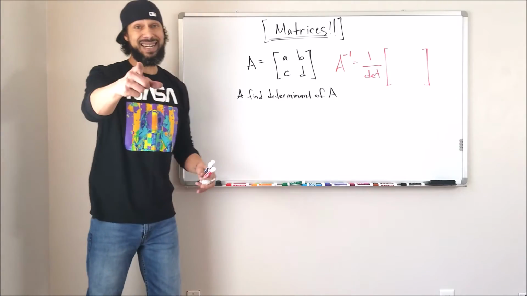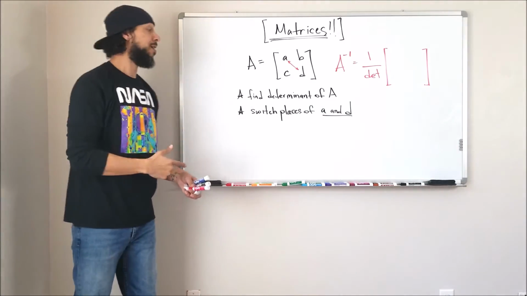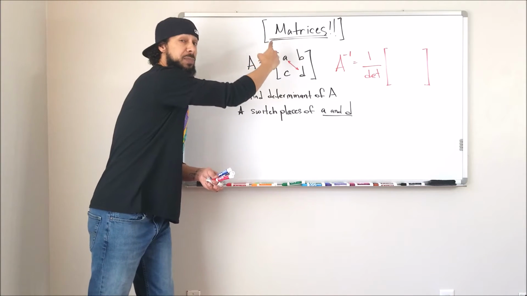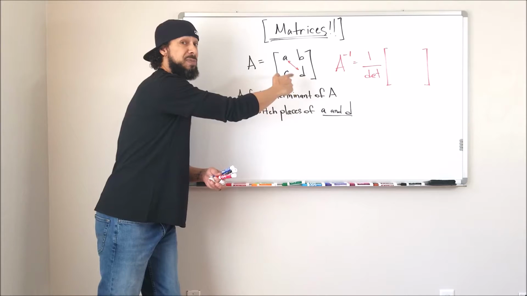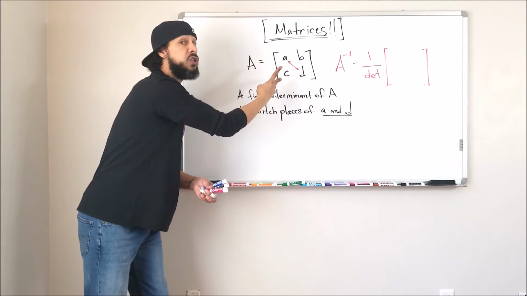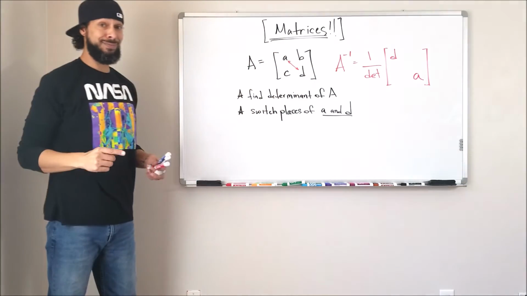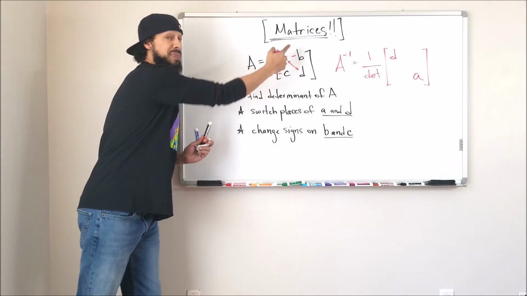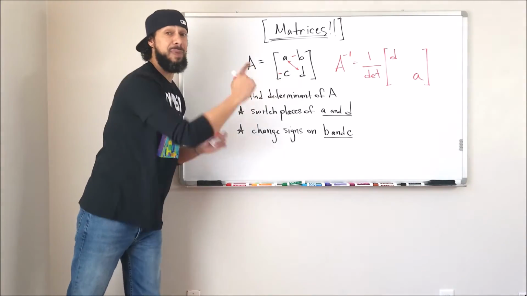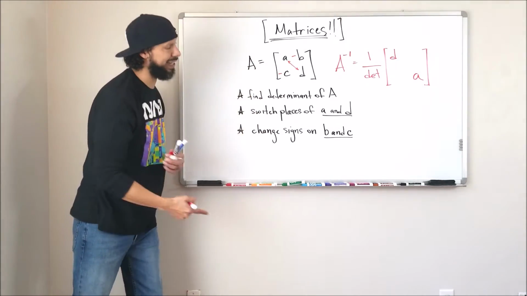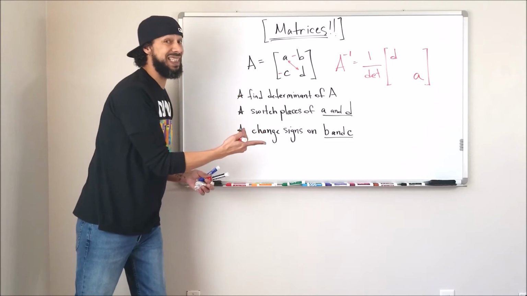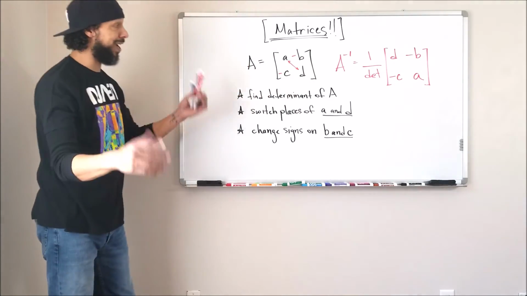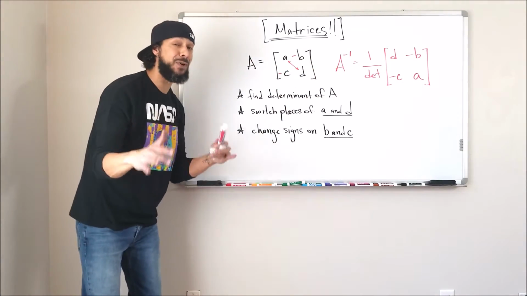Next thing I do, switch the places of A and D. This value that used to be top left corner and this value that used to be bottom right get switched. And then the last and final step, I'm going to change the signs on B and C. If it was negative before, it'll be positive now. If it was positive before, it's going to be negative now. So I switch the places of A and D, change the signs on B and C. It's going to look like this. And that's how we get an inverse matrix.